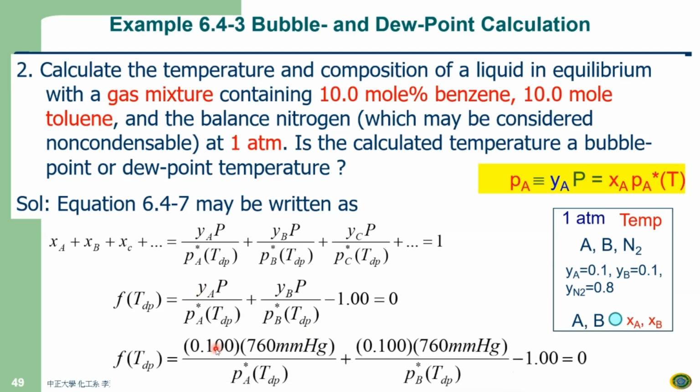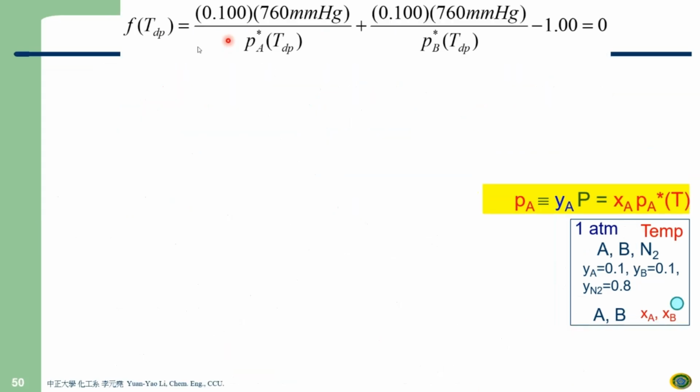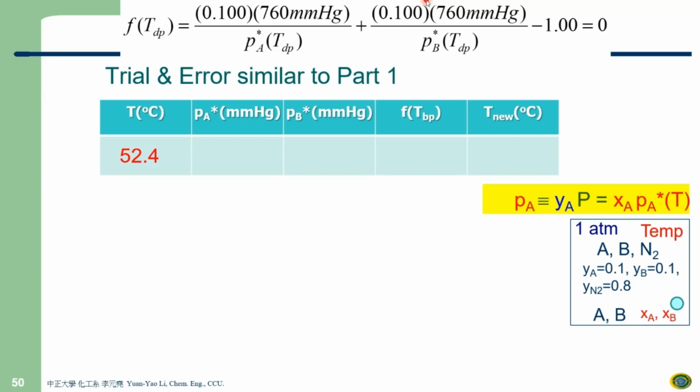Because you know YA is 0.1, YB is 0.1, and the constant pressure is 760, so this is minus 1. All you don't know is this one and this one. And again, trial and error. So I move this equation to here, and let's do the trial and error first, similar to part 1. In the end, you will get 52.4. If you put 52.4 here, use the Antoine equation, you will get this.